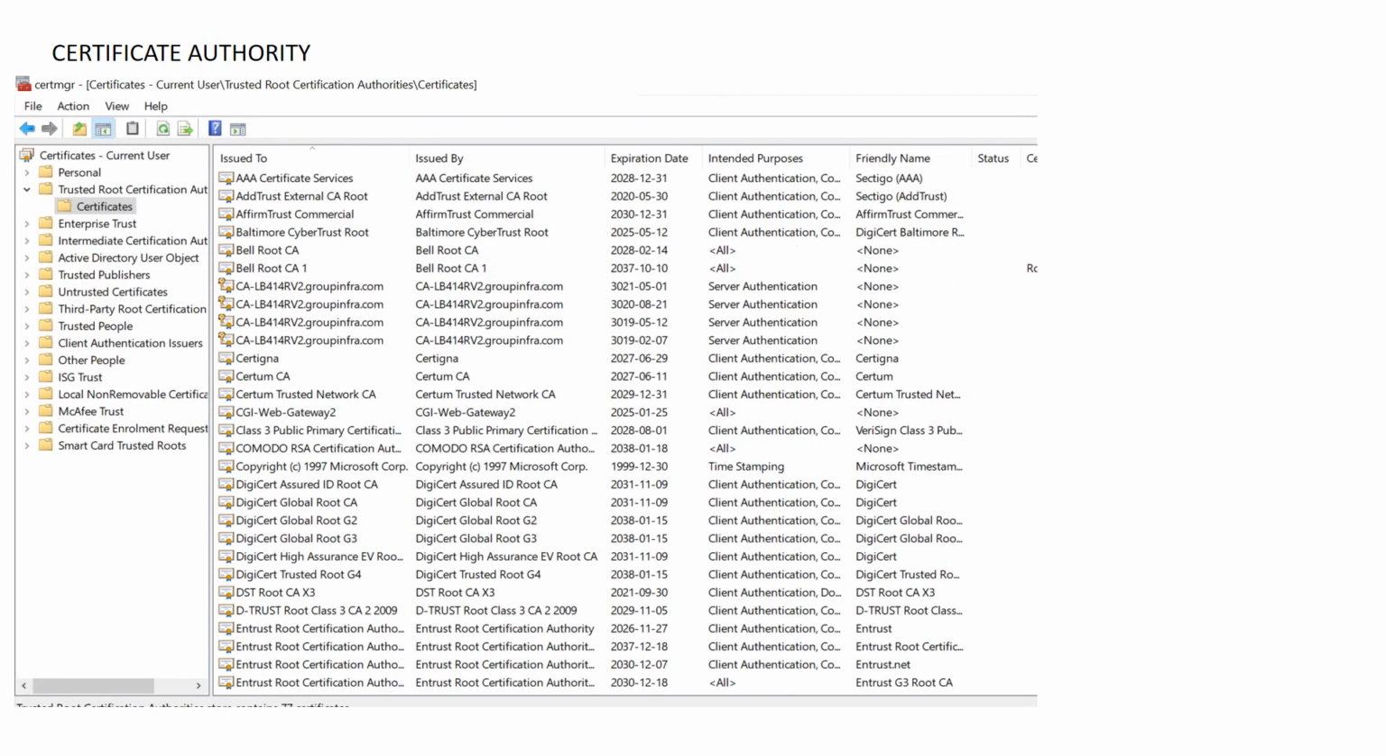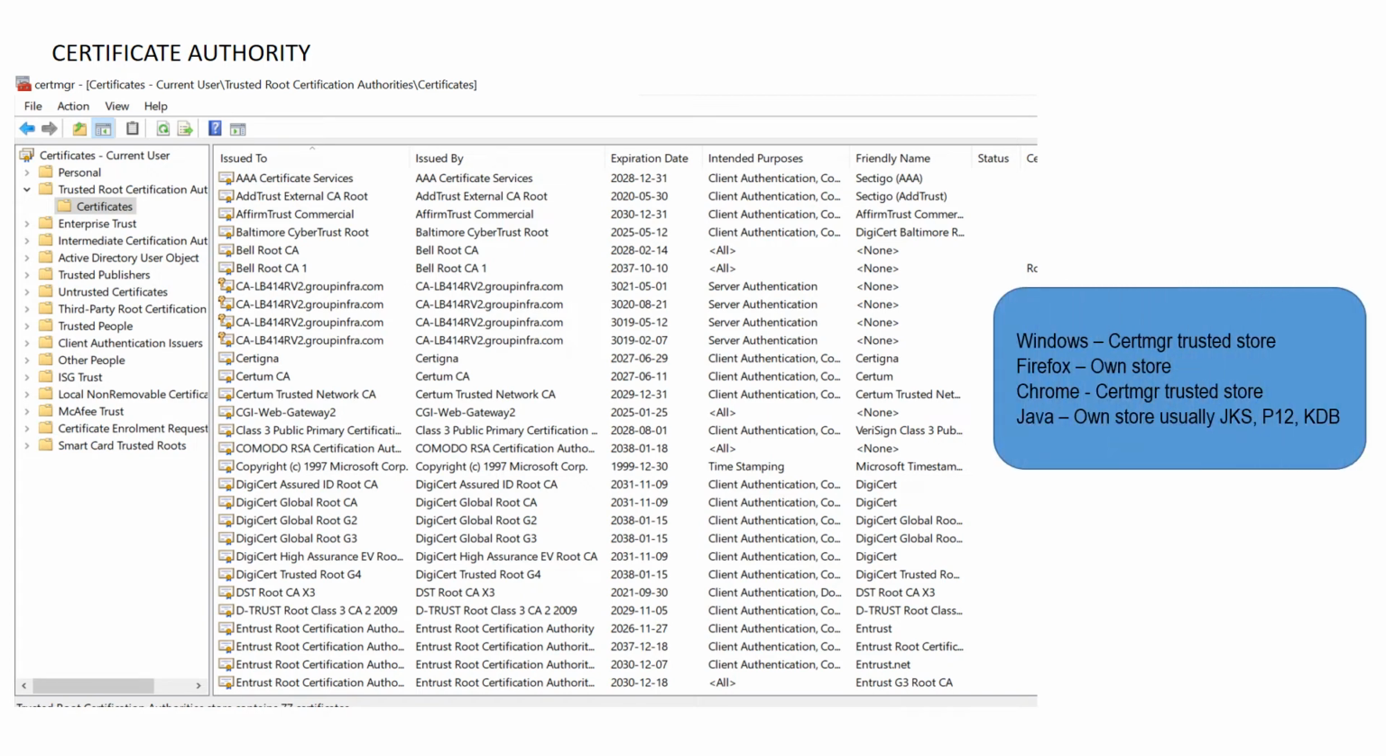So by default, this is the Windows Certificate Manager, and these are all the entities which are trusted by default. So this is called the trust store. In Windows, the certificate manager is the trust store, and in Java, it has its own custom implementation. JKS, P12, and KDB are commonly used trust stores. Because we trust these authorities, sometimes these are also referred to as the trusted authority. And the repository of all the trusted authorities is also known as the trust store.